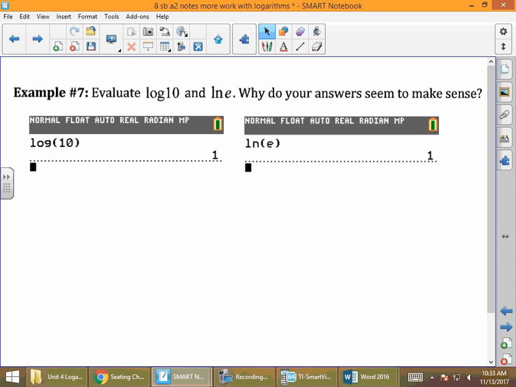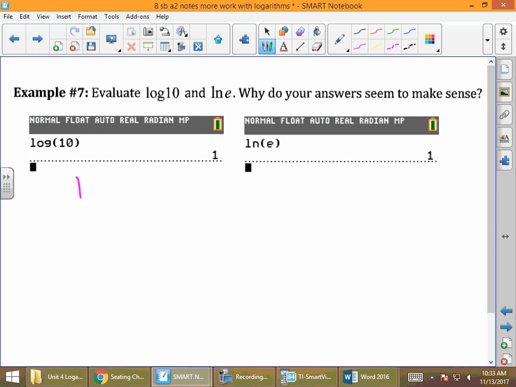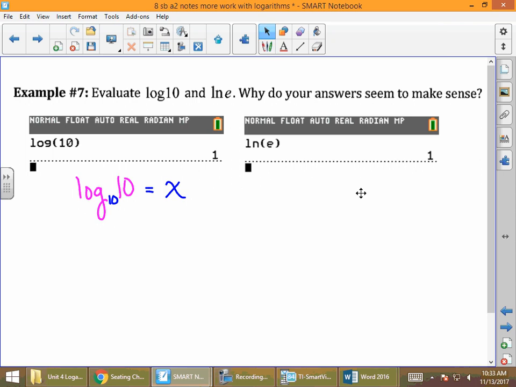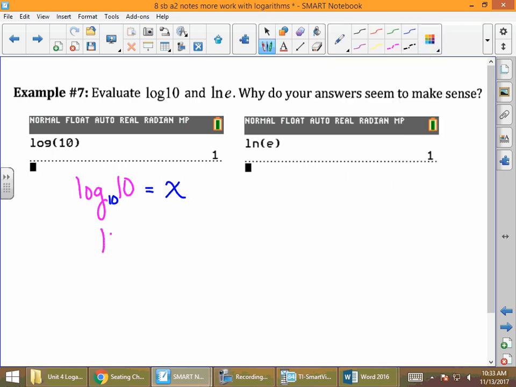Well, here's why. If we take log of 10, that means it's really log base 10 equals x. And if we convert this logarithm into exponential format, we will get 10 to the x equals 10. And 10 to what power equals 10? 1.